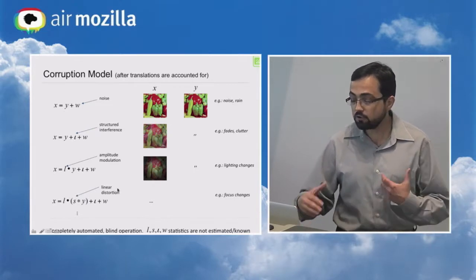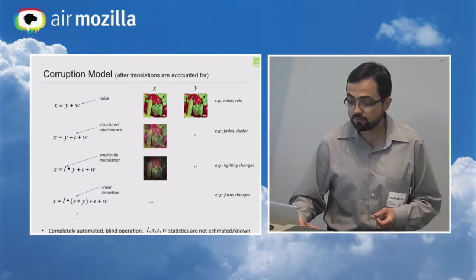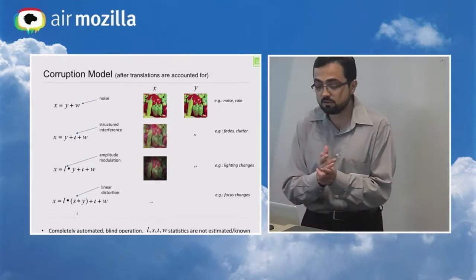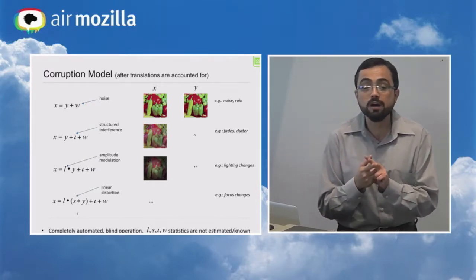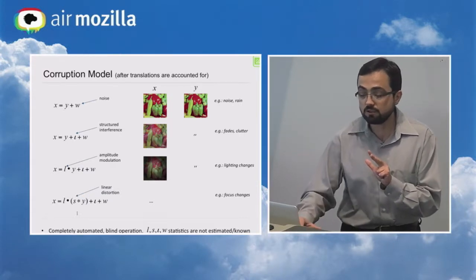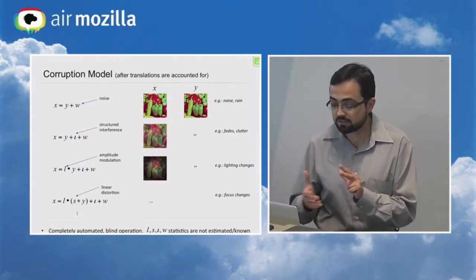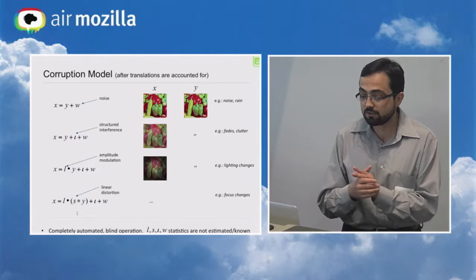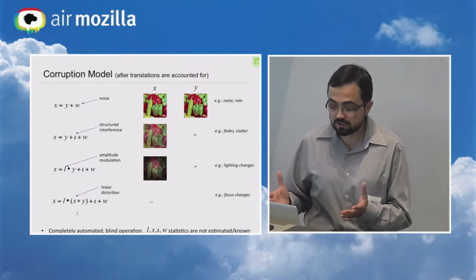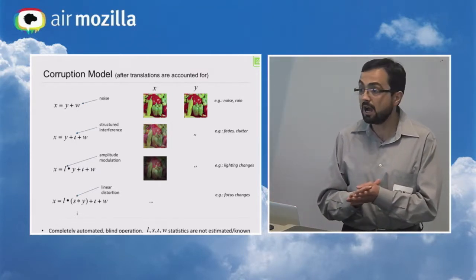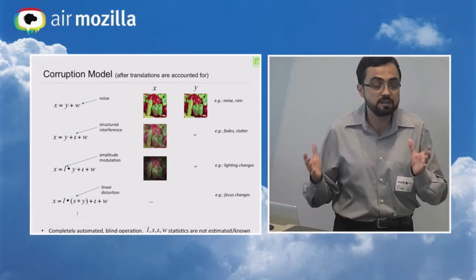Okay, so we also added that we will be able to do this linear distortion in between, such as a focus change. And in this case, what the technique needs to do is denoise, then de-Barbara, then do the lighting correction, and then, for example, invert that filter S. Here, S is a filter. It can signal a focus change or some other type of linear distortion, and it needs to figure out how to invert that as well. And the technique that I'm going to describe is going to be completely automated. It's completely blind. L, S, T, W statistics are not estimated nor known.